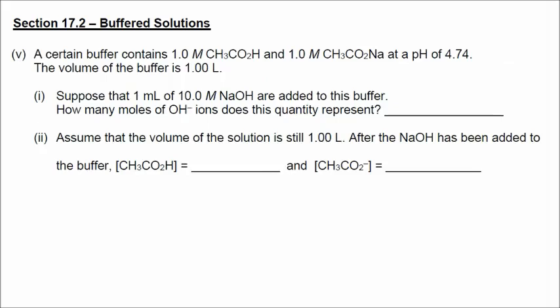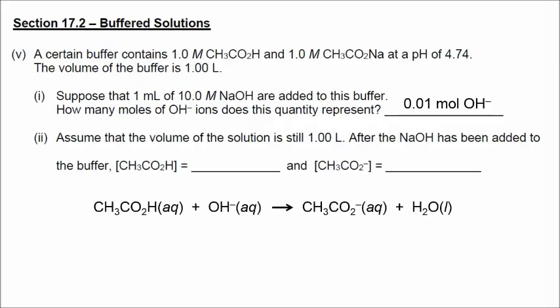All right, here we have a calculation we're doing with respect to a change in pH. We're going to determine what happens when either a strong base or a strong acid is added to a particular buffer. So this buffer contains 1 molar acetic acid and 1 molar sodium acetate. The pH is 4.74. The volume of the buffer is 1 liter. Now if we added 1 milliliter of 10 molar sodium hydroxide, 0.001 liters times 10 moles per liter, that would give us 0.01 moles of hydroxide ions. So it's going to be the acetic acid that reacts with the hydroxide and it produces water and acetate.